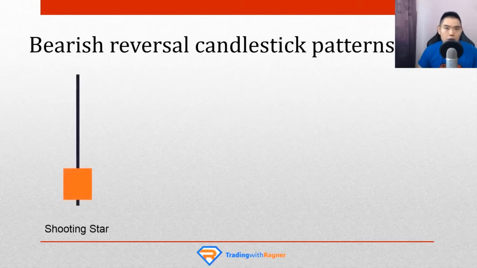So there are 2 as well. This one is called a shooting star. So this is actually the inverse of a hammer. I'll just explain the story behind this. Since it's a red color candle, opening price is here, closing price is here.